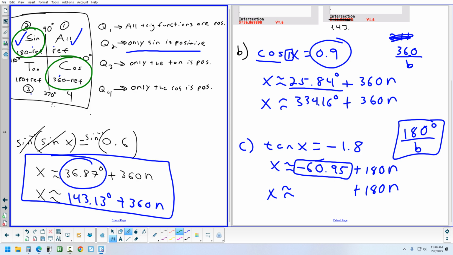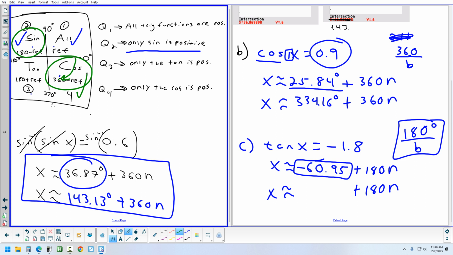That's one. Wait, negative 60. No, positive 60 would be in quadrant 1. Oh, 4. That's in quadrant 4. That means negative 60 clockwise. Okay, that puts you somewhere down there. Okay, so that's quadrant 4.